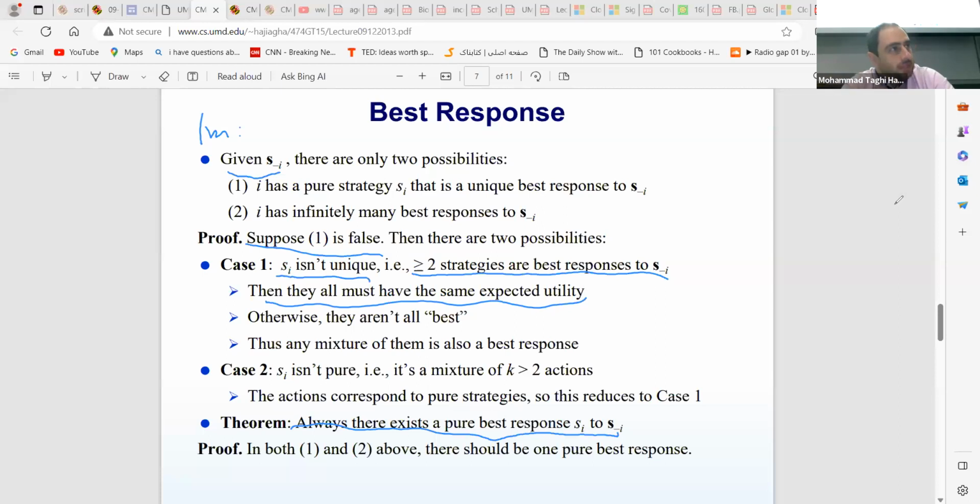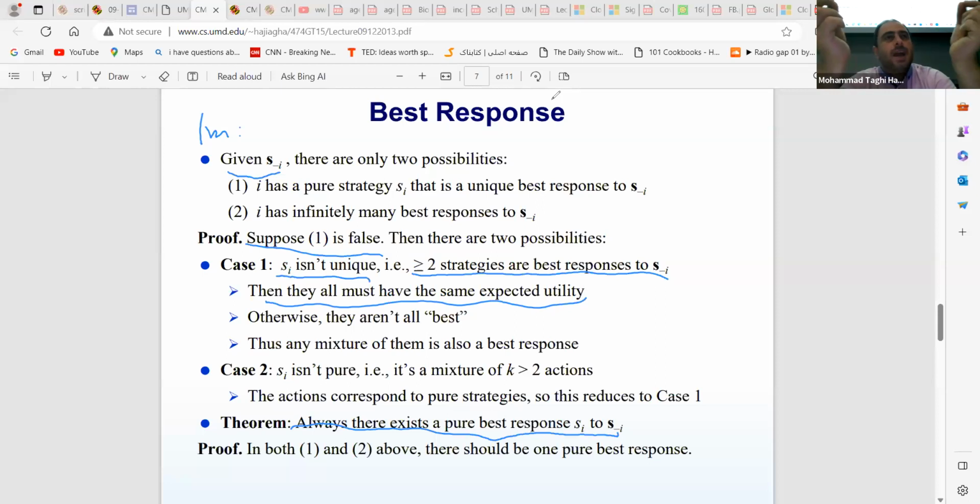Then, of course, any mixture of them or any randomization of them is also a best response. So in some sense, if there are two that are equal... Just a question: when you say that, for example, you have two pure strategies, two different actions that have the same utility, an extreme is that you do one of them half the time and the other half the time? Yes, it can be half or any number.